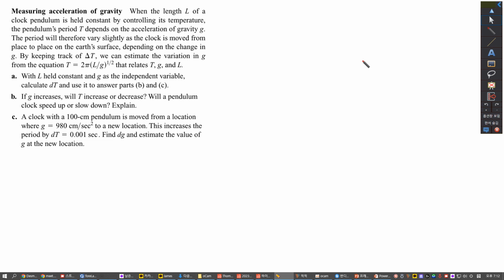Length of the pendulum, and the string is constant, and if the gravity changes, what will happen to the period? T is for period.